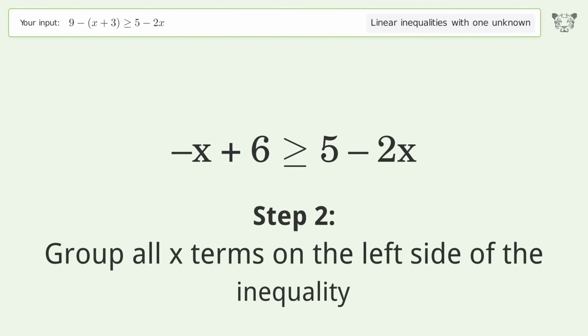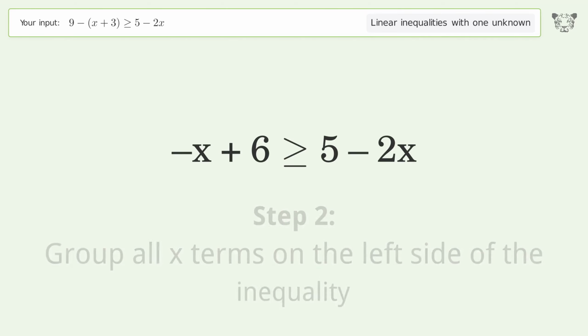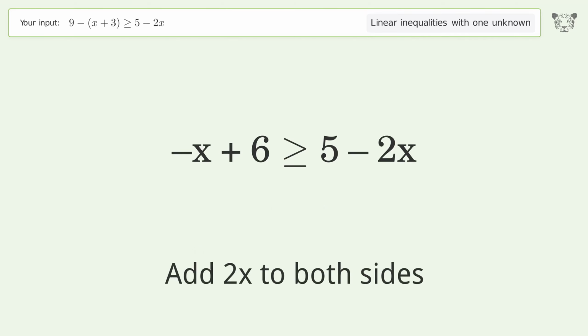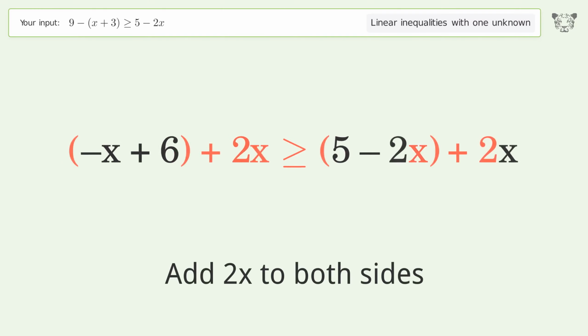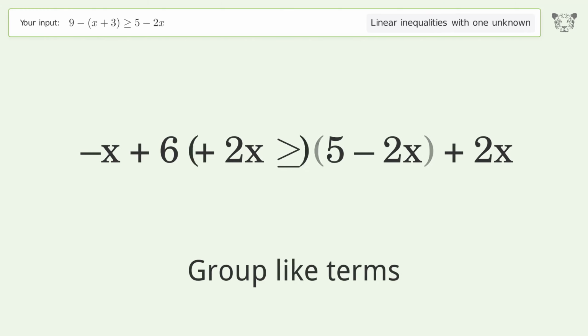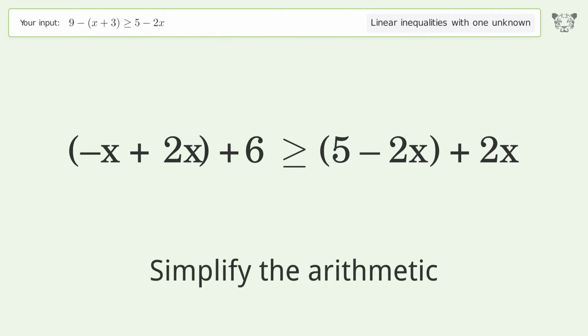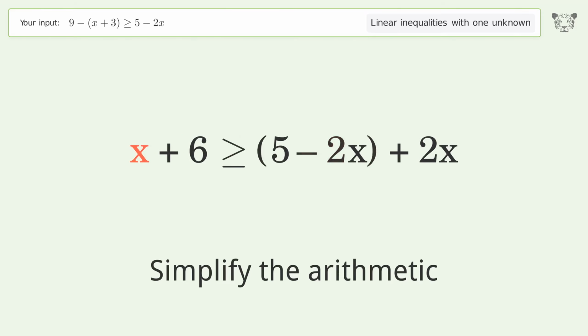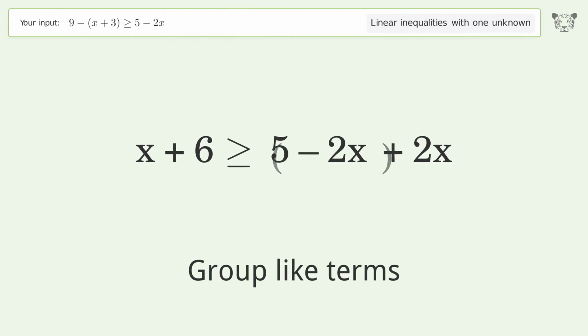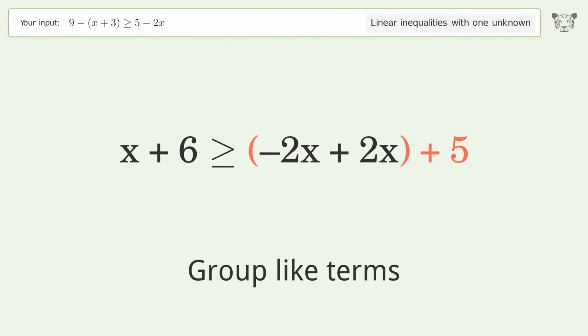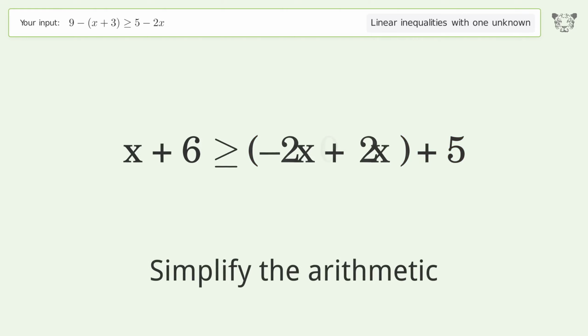Group all x terms on the left side of the inequality. Add 2x to both sides. Group like terms. Simplify the arithmetic. Group like terms. Simplify the arithmetic.